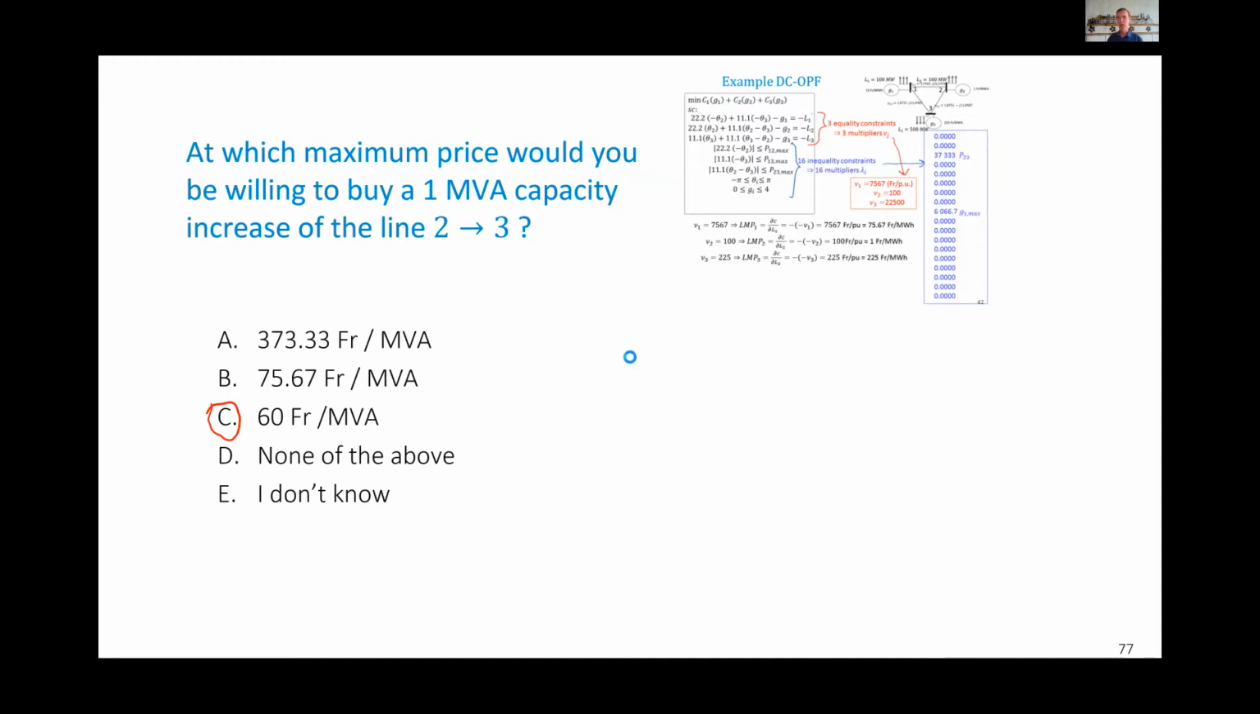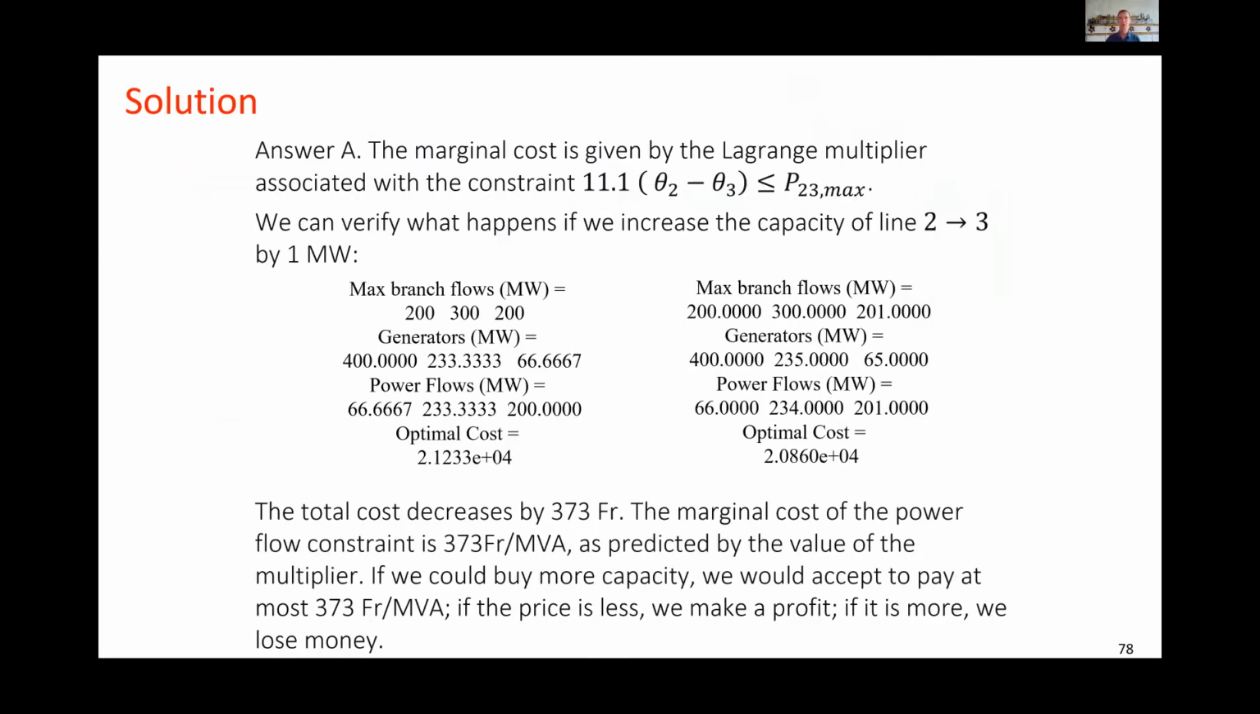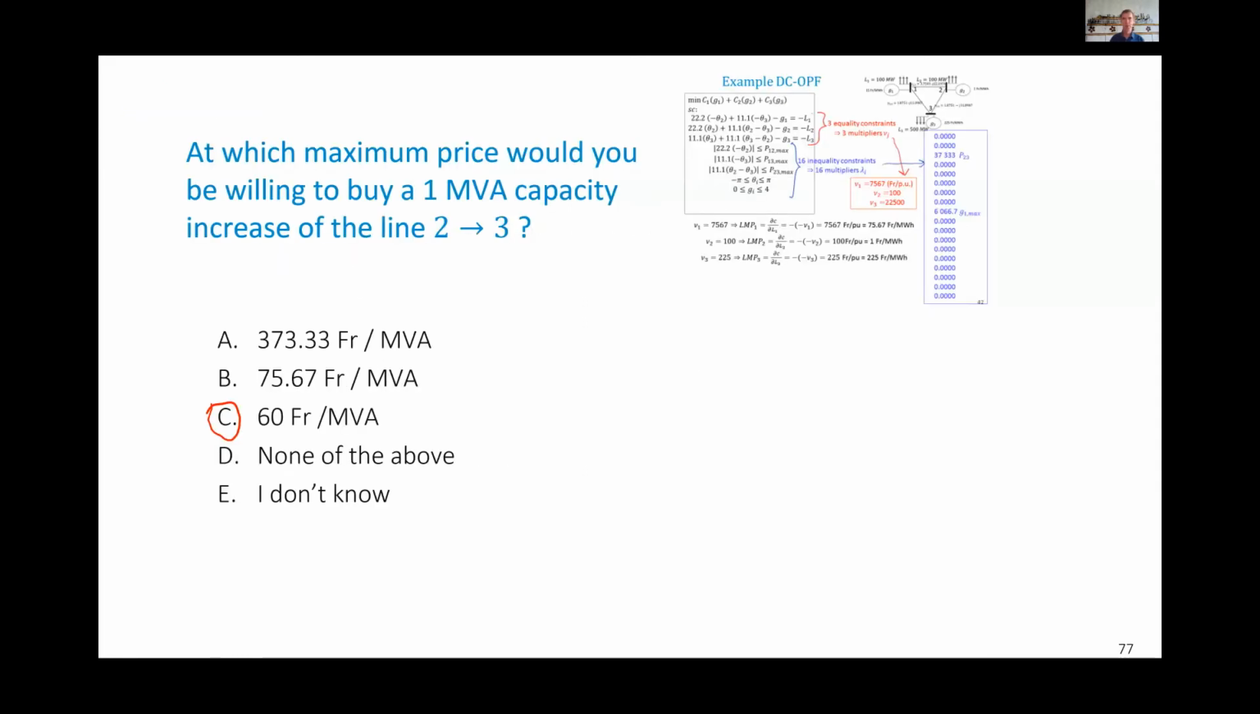Here we need to look at the value here. That's the value here. When we multiply by the differential here, the marginal cost is given by the Lagrange multiplier associated with a constraint here. That gives us the answer 60. And same here, we can verify by adding 1 megawatt, and we will see 373, of course, yes. The majority is right, as usual.